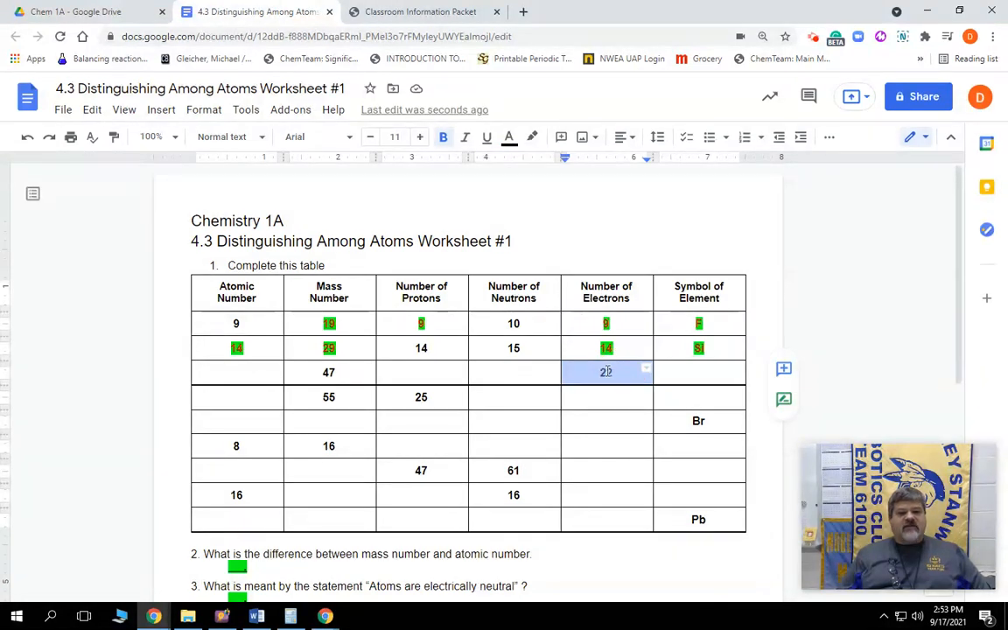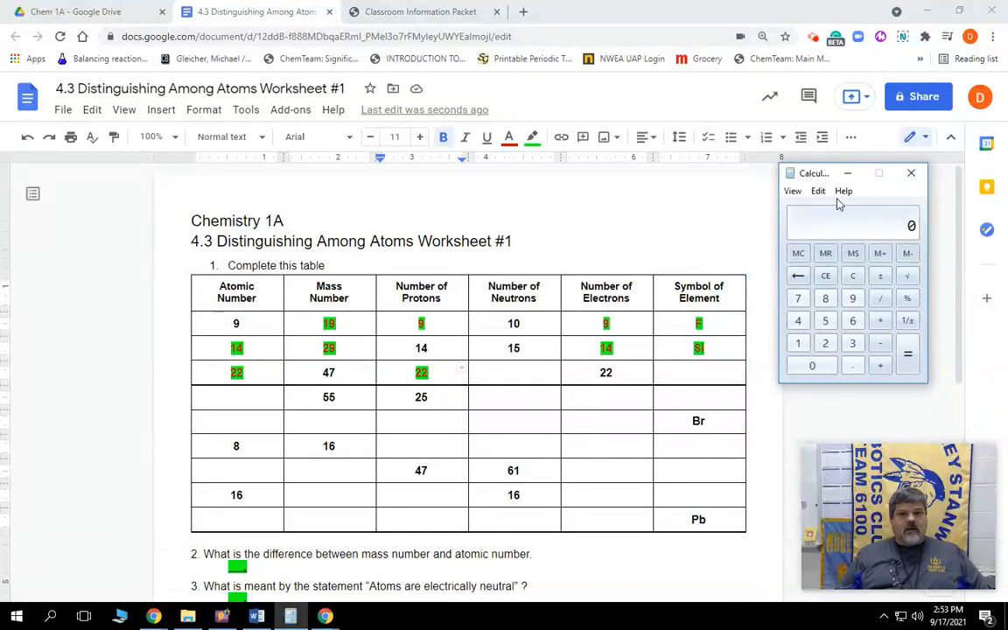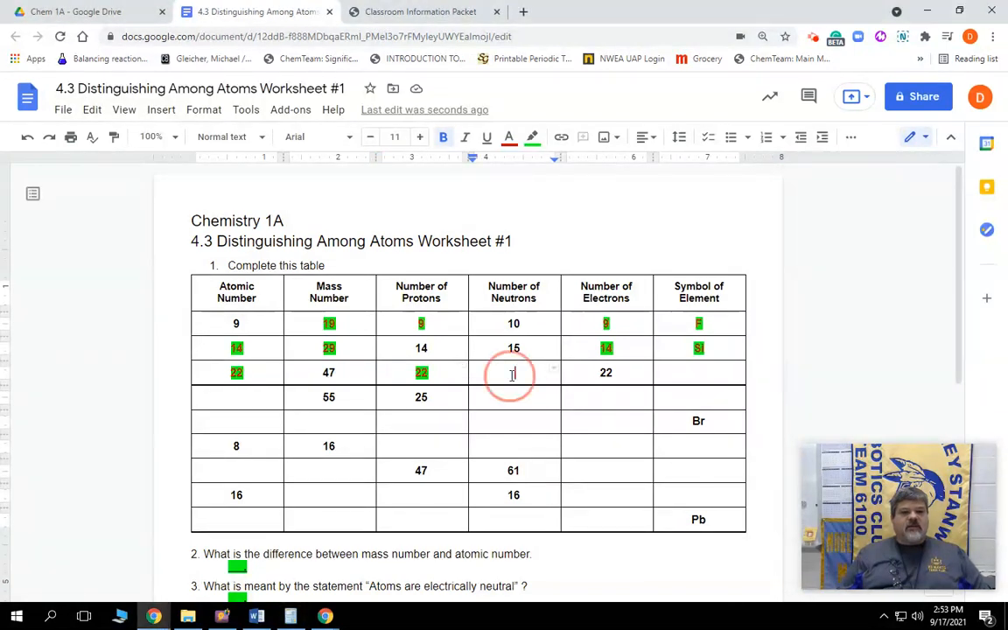So the number of electrons is also equal to the atomic number. So that's going to be 22, which is also equal to the number of protons, 22. Now I'm looking for the number of neutrons. So I'm going to take 47 minus 22. So I can pull up my calculator. Okay, and we clear that, and we can say 47 minus 22, hit equals, that's going to be 25. So we put 25 right there.